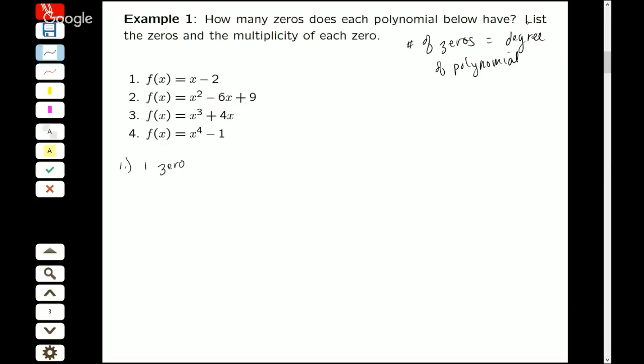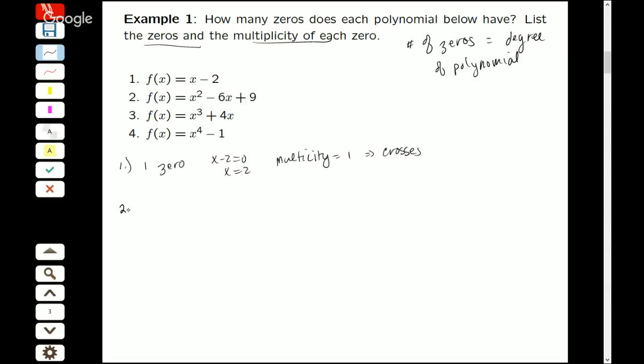And then it says, list the zeros and the multiplicity of each zero. So if I do x minus 2 equal to 0, I get x equals 2. And that is a zero. What is the multiplicity for that zero? How many times does it happen in the function? 1. So the multiplicity is 1. That means it crosses. I would expect that because this is a straight line. It should cross the x-axis.